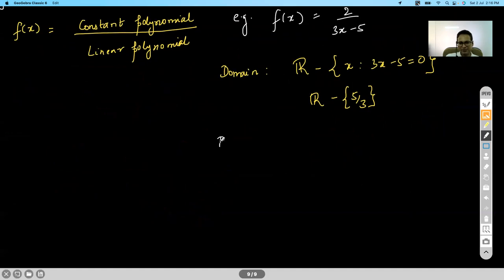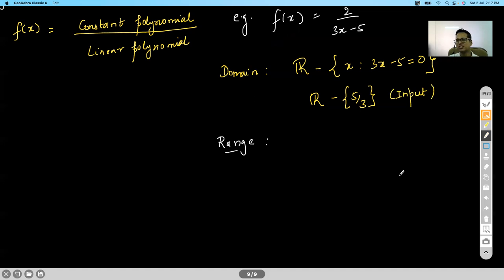Okay. What about range? Now for range, let us look into something very important. What is range? Range is the value of f of x for those x which belong to this interval, isn't it? So in short, what is range? Range is your output when you feed the inputs to the function. So these are all your inputs, correct? And this is your output. So what are your outputs when you feed these inputs to the function?